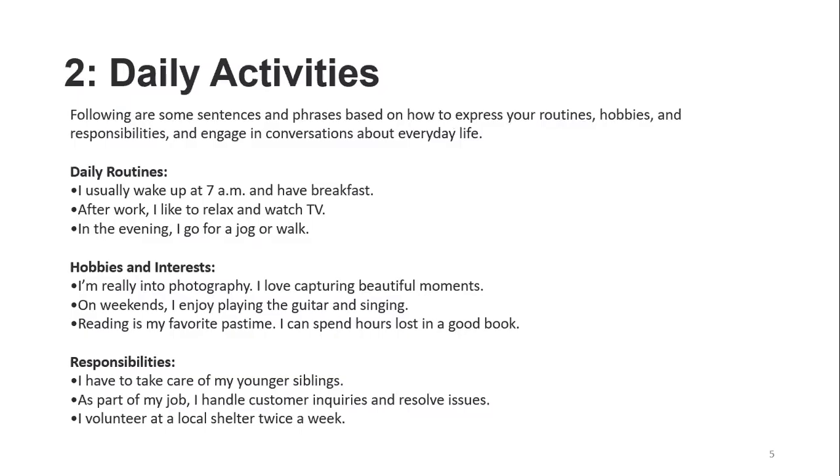Now here, the second scenario is daily activities. When you are talking about daily activities, following are some sentences and phrases based on how to express your routines, hobbies, and responsibilities and engage in conversations about everyday life. So, when you are talking about a daily routine, what can you say? You can say maybe, I usually wake up at 7 a.m. and have breakfast. After work, in the evening, I go for a jog or a walk. Or you can say, in the evening, I read books or something like that. So these are the ways how you can express your daily routine.